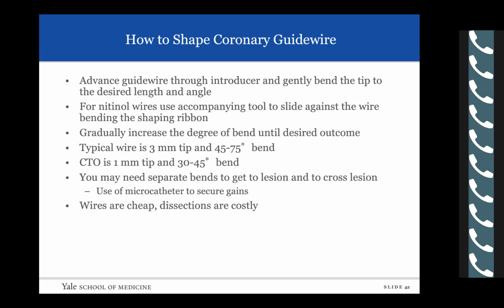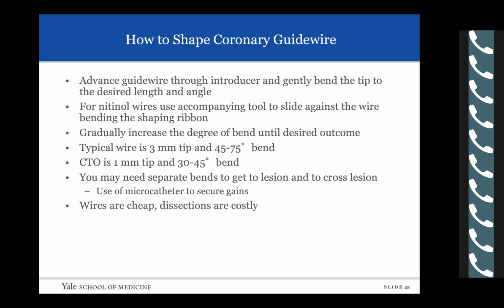Remember, the bend is related to the diameter of what you're trying to cross. CTO tip, where you're essentially navigating through plaque, is typically a 1 millimeter tip with a 30 or 45 degree bend, about as small a tip and bend as you can see. Wires are cheap, dissections are costly. So remember, please swap out your specialty wires for your workhorse wires.